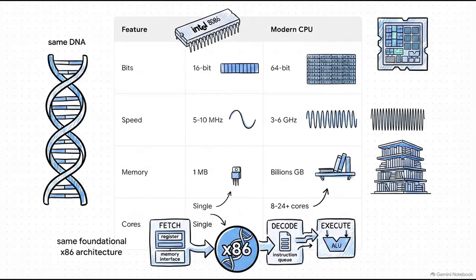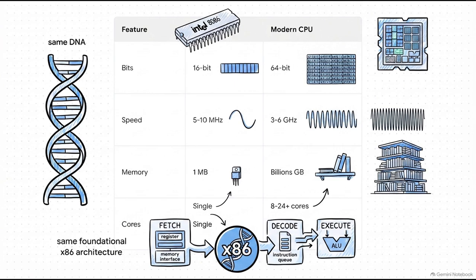Just look at this staggering contrast. The 8086 was 16-bit. Today's processors are 64-bit. We went from 5 megahertz to screaming speeds up to 6 gigahertz. From 1 megabyte of memory to billions of gigabytes. And from 29,000 transistors on a single core to literally billions of transistors spread across 24 cores or more.